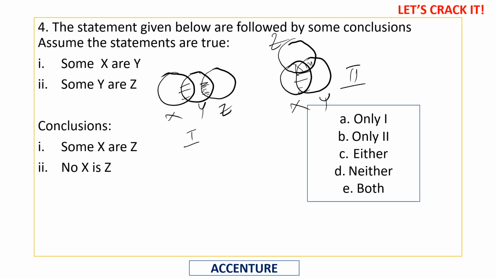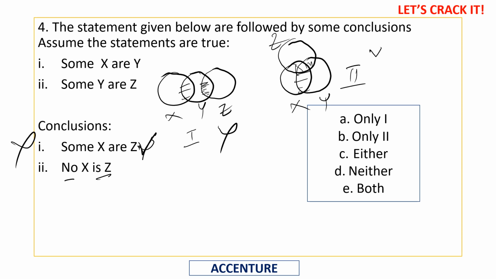The technique here is that even if in one diagram the conclusion fails, then it is considered a failure, like the conclusion is not correct. Some x are z. If we consider some x are z, here the conclusion got false. No x is z in the first Venn diagram, whereas in the second Venn diagram, some x are z is true. But we only stick when all the Venn diagrams give us true. So the first conclusion failed.